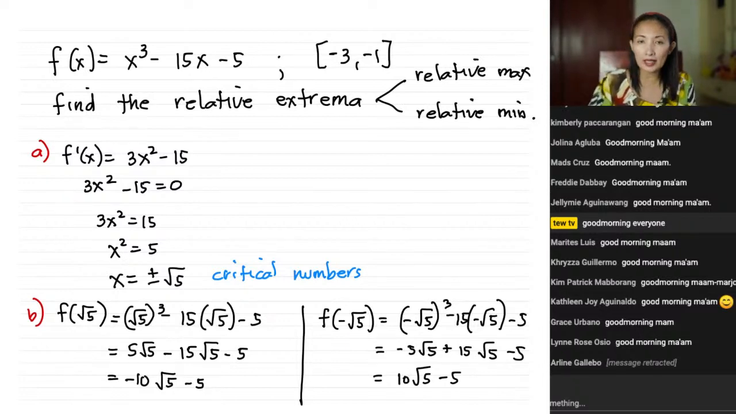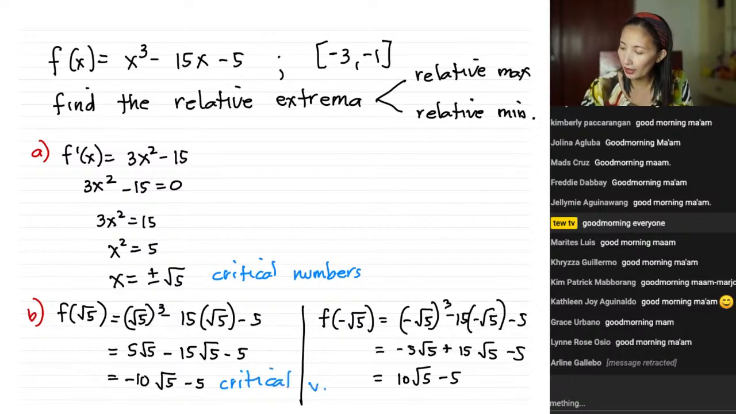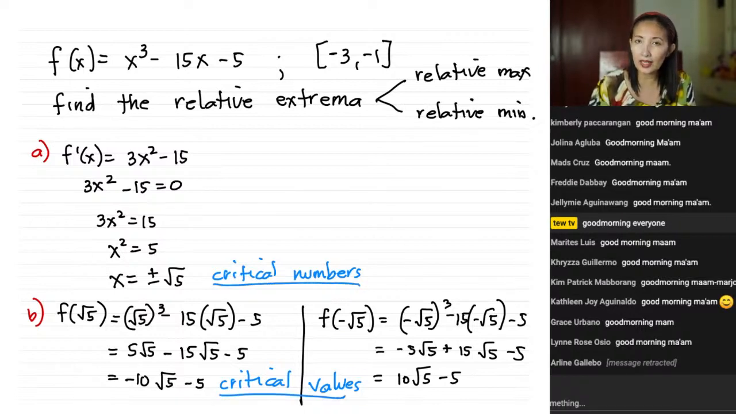But we're not done yet. We evaluate also, okay, critical values. These two are the critical values. Okay, these are critical numbers and these are critical values. We're not done yet. We also have to evaluate the function at the endpoints. Okay, at the endpoint. So, may I copy?